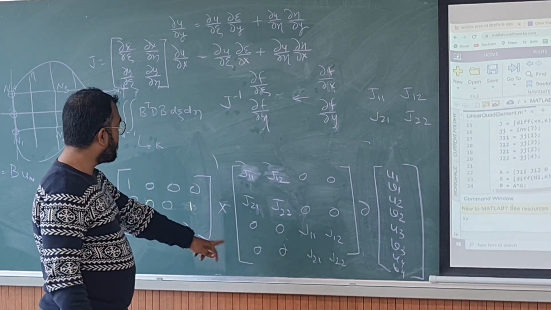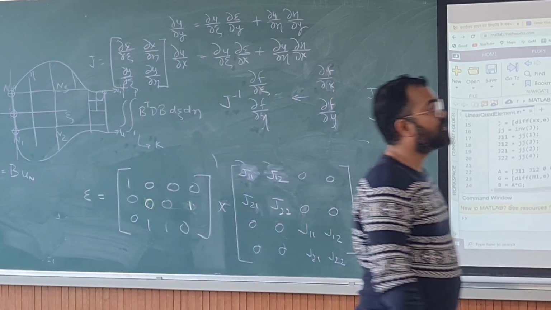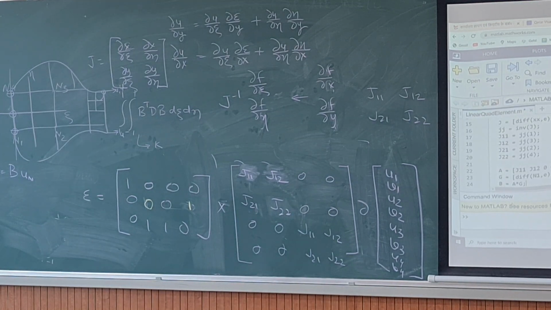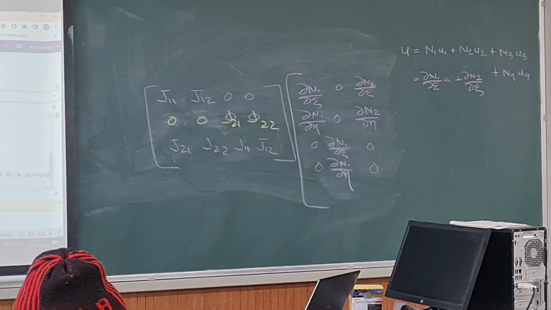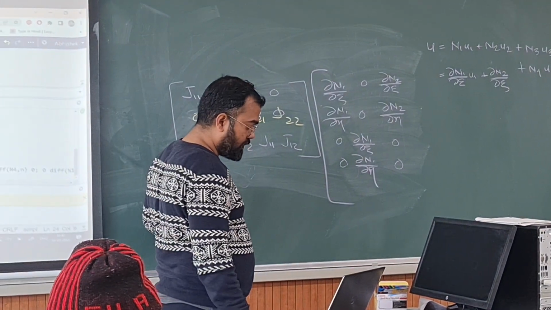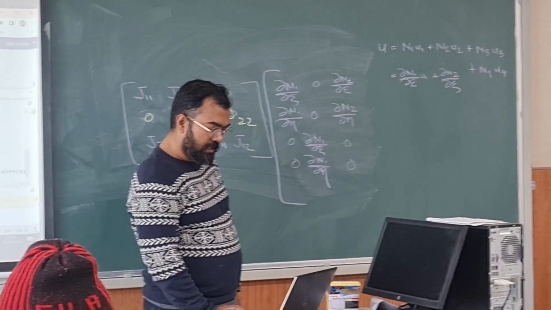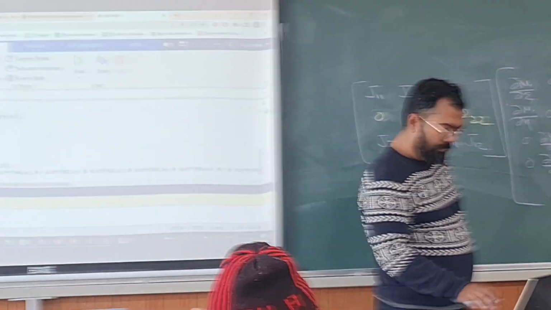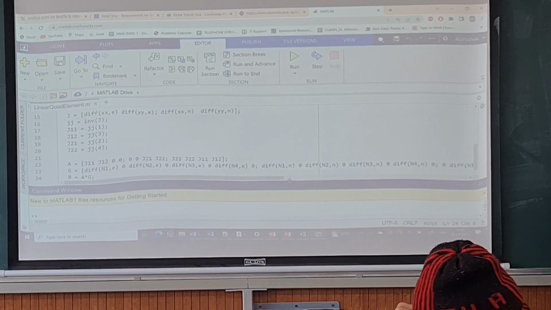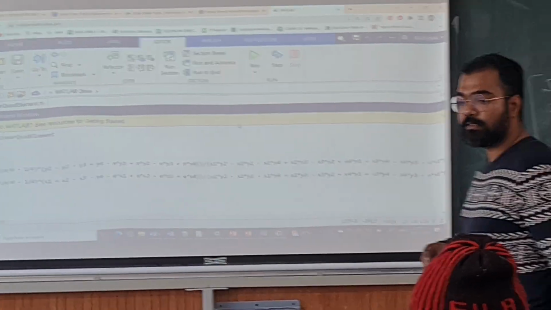So then I will have nothing here, nothing in the second one. Then I will have J21 and J22, right? In the last two columns. So 0, 0, J21 and J22. So is this the same? J21, J22, then J11, J12. And so the B matrix will be A into G, and if I run it and write B, we get the B matrix. Just multiply this.